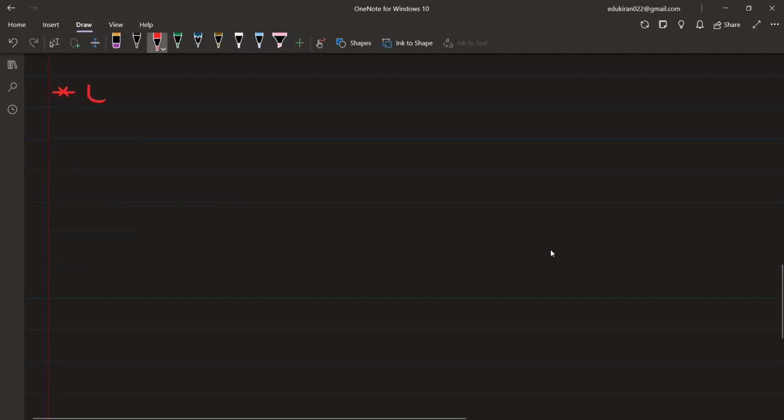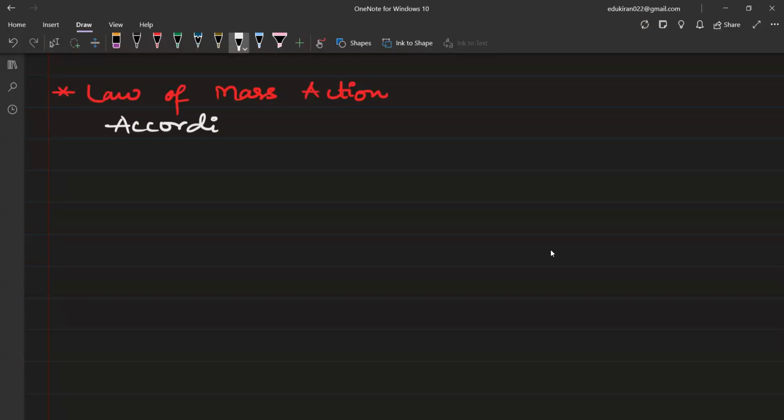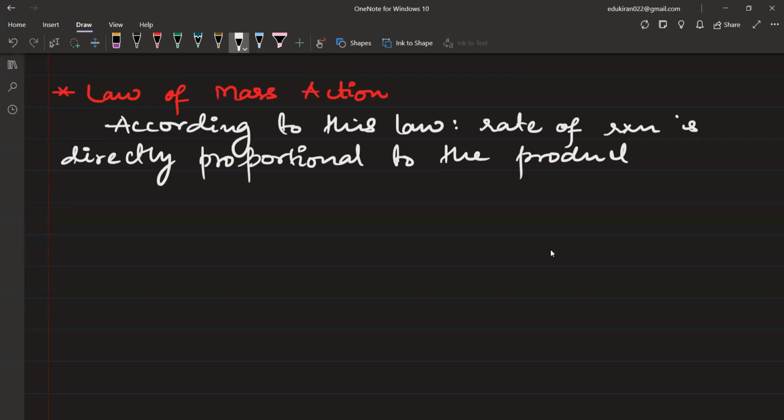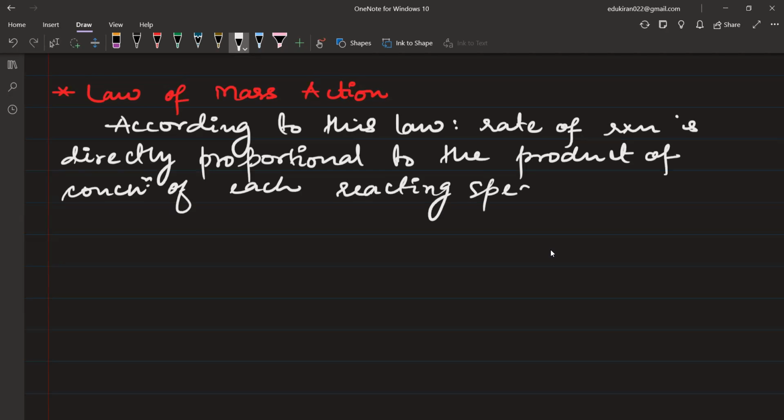Please write. Law of mass action. According to this law, rate of reaction is directly proportional to the product of concentration of each reacting species at a particular temperature.